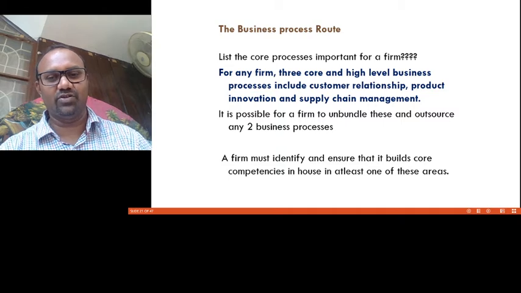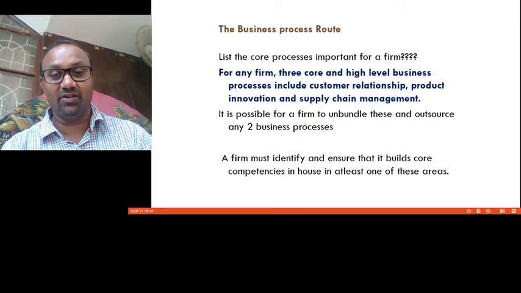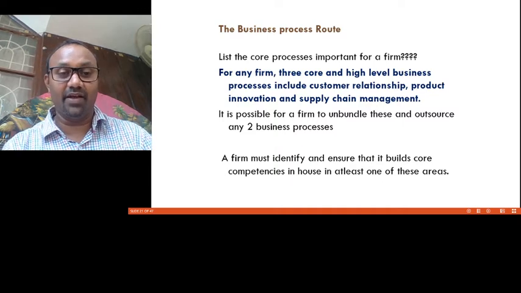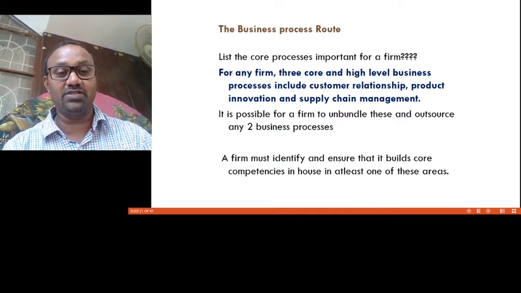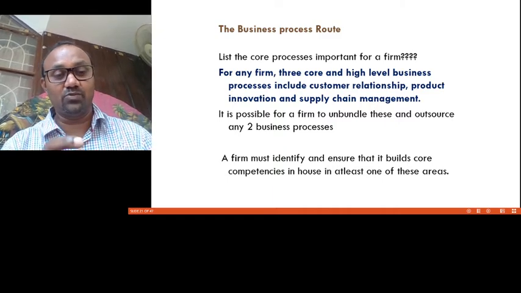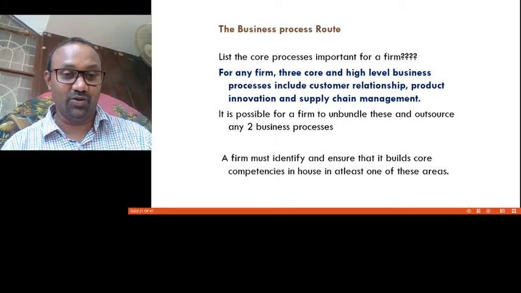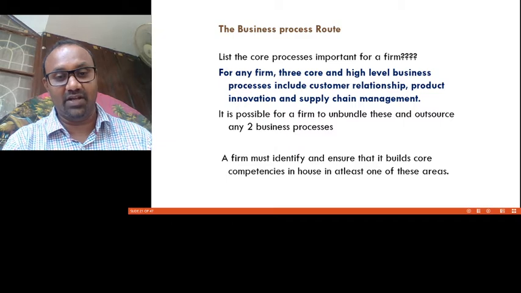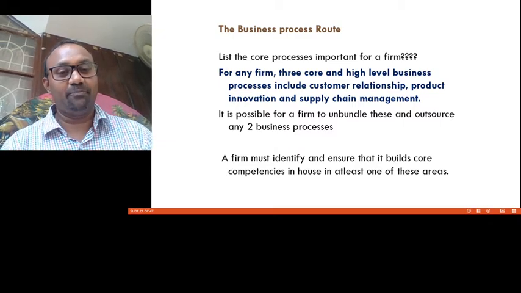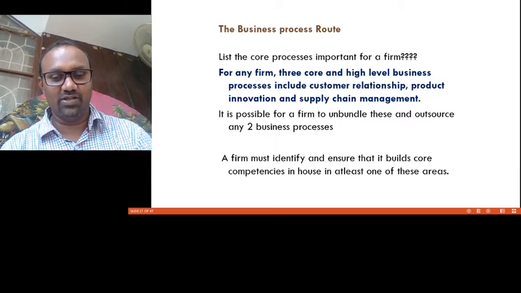A firm must identify and ensure that it builds core competencies in house in at least one of these areas. So, when you retain a business activity, it should be the one in which you have a core competency, in which you have not just a competitive advantage, but a core competency, and you must be the best in the world when it comes to manufacturing that particular component or doing that particular business activity compared to the rest of the others in the world. So when you have a core competency, retain the business activity in which you have it, and outsource the rest of the others that you think can be handled by other parties a lot more effectively than yourself.